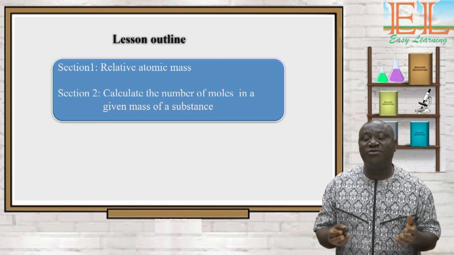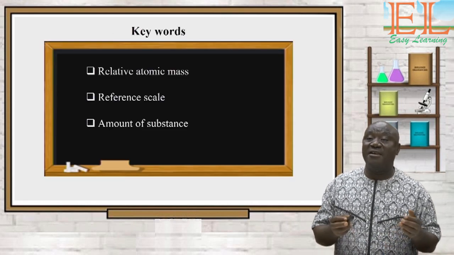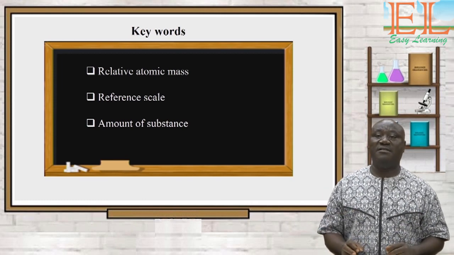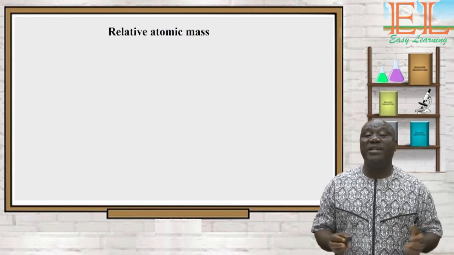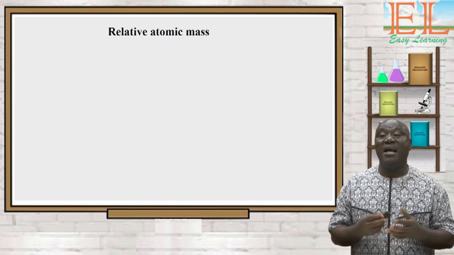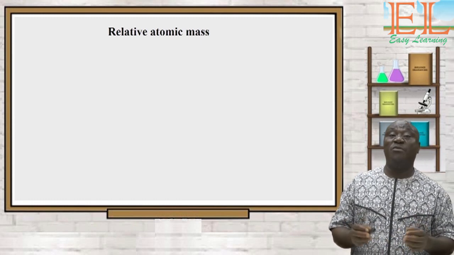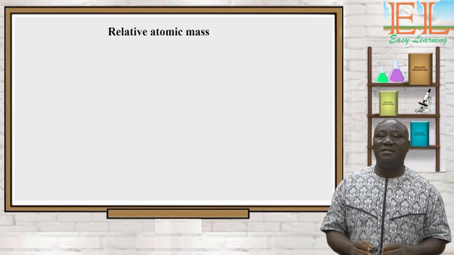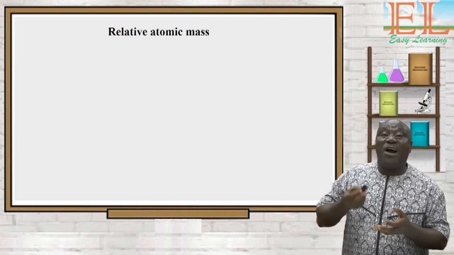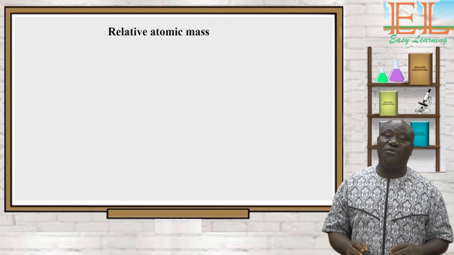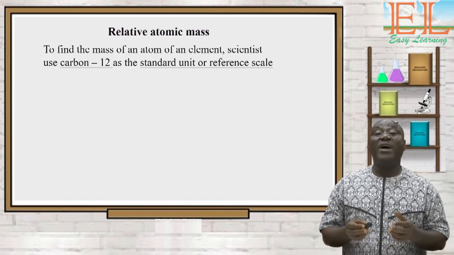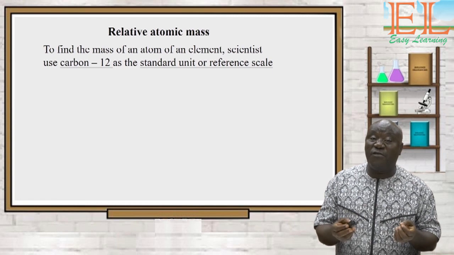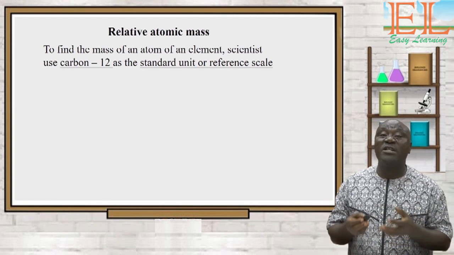The key words in today's lesson are relative atomic mass, reference scale, and amount of substance. Let us begin with relative atomic mass. How do we determine the mass of an atom? An atom is a very small particle. So there is no instrument that can weigh out directly the mass of an atom. To find the mass of an atom of an element, scientists use carbon-12 as the standard unit or the reference scale.